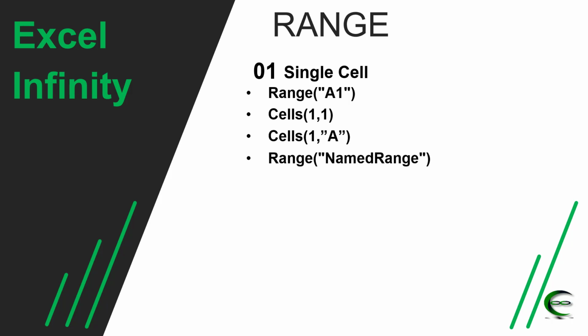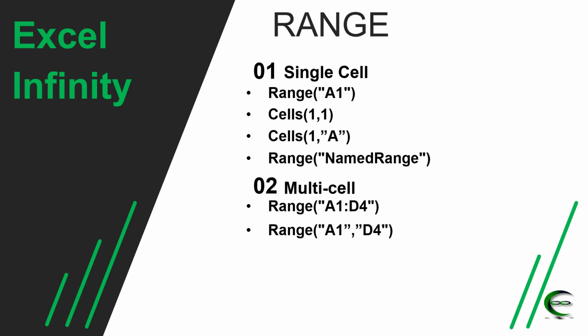You can also use a named range for referring a single cell. Now how to refer multiple cells in VBA? To refer the range from A1 to D4, you can refer to it like this: Range within brackets within inverted commas "A1:D4". One more format of the Range method, Range("A1","D4").